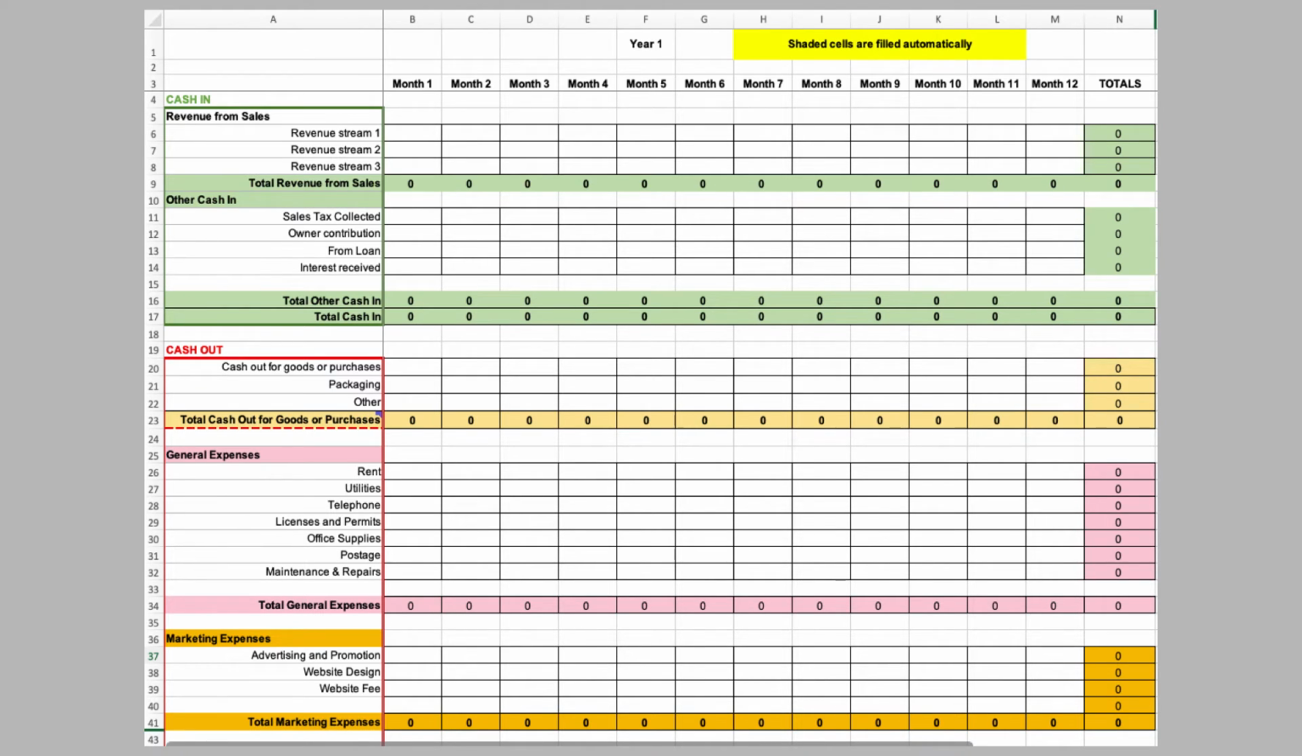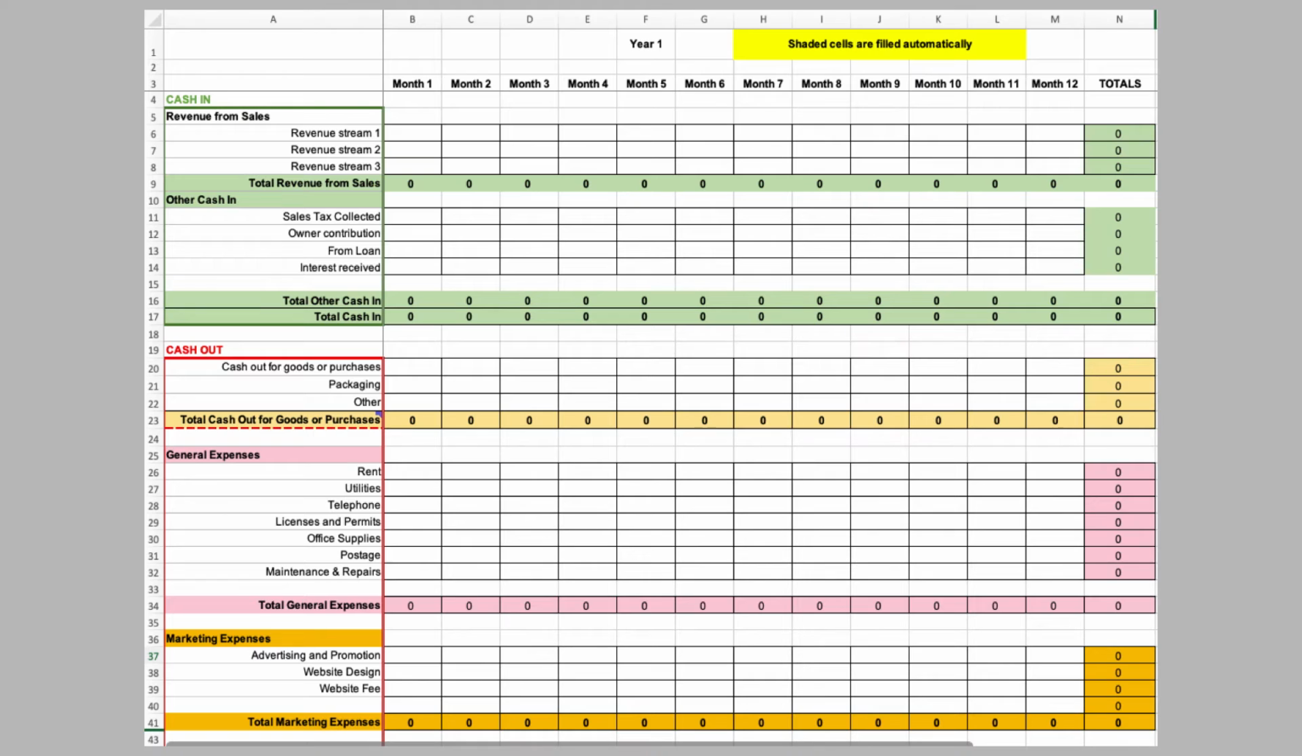I'll start with the cash in. Cash in is two buckets that capture all the money coming into the account. The first bucket is revenue from sales. This is money that comes from you selling your product or services. And in this case, there are three revenue streams. So let's say you're a landscaper. One revenue stream might be design. Revenue stream 2 could be installation. Revenue stream 3 is maintenance.